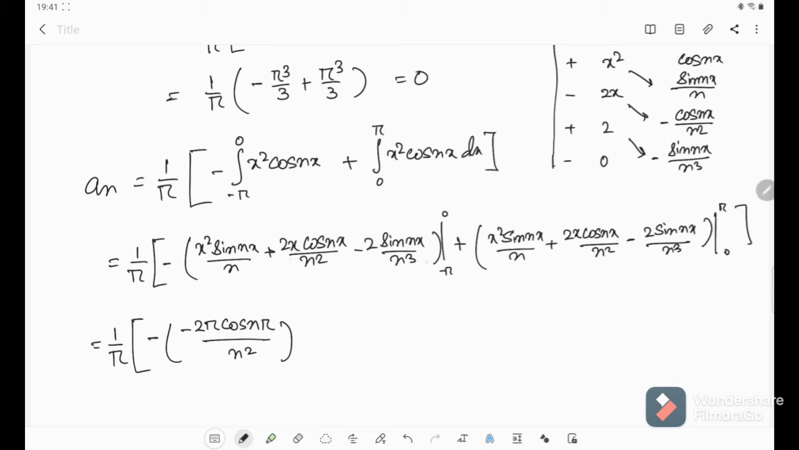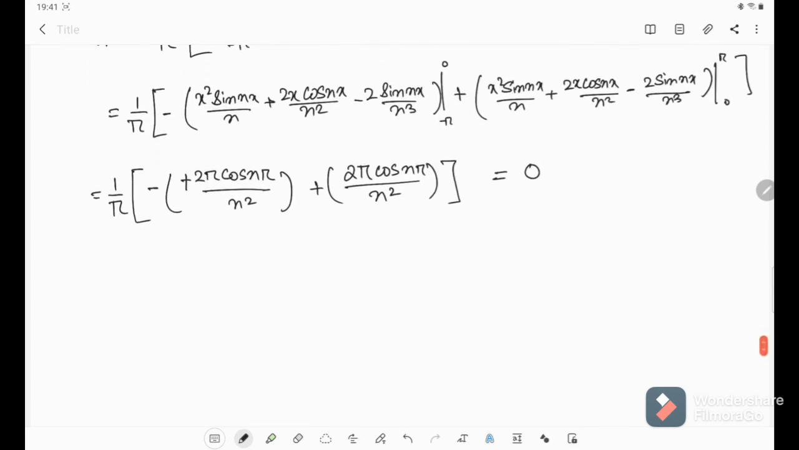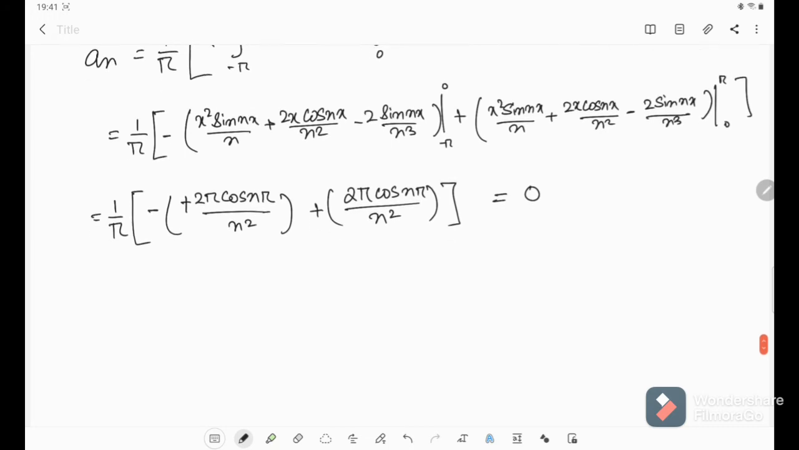So here the sign should be positive sign, so be careful while you are performing the integration. I often make some mistakes, and sorry for that. So ultimately I am seeing that an is 0, so I am finding an is 0.